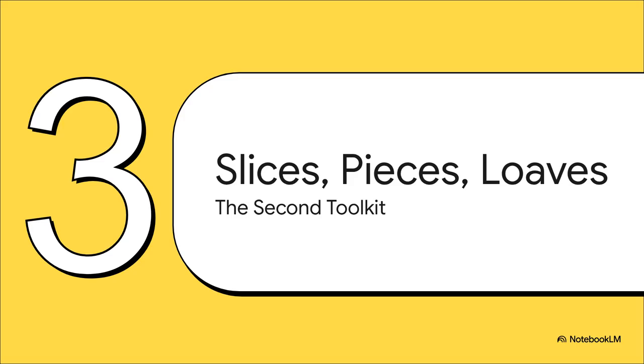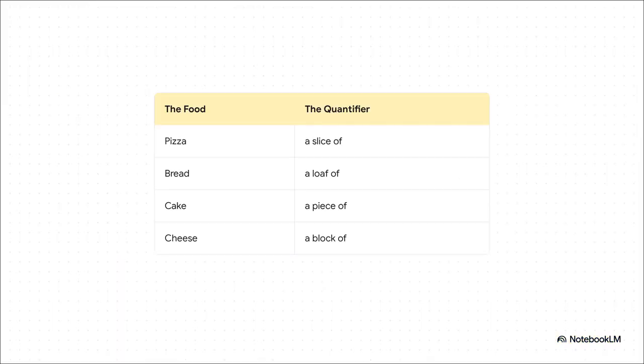For this, we're going to use quantifiers that describe a shape or a portion of the food. Now, this is where you'll start to notice that some foods almost always go with a very specific quantifier. You never just ask for pizza, you ask for a slice of pizza. And look at that. There's the answer to our first problem. You buy a loaf of bread. It's the same idea with a piece of cake or a block of cheese.